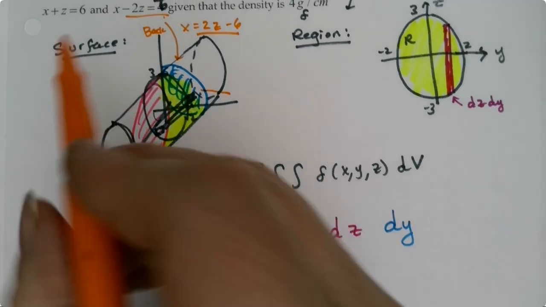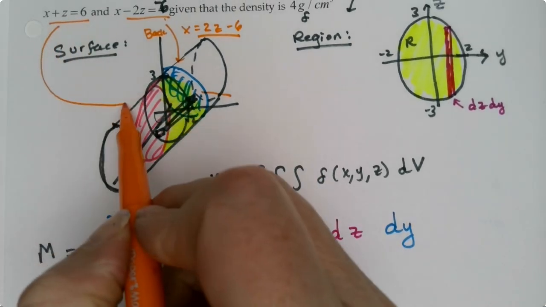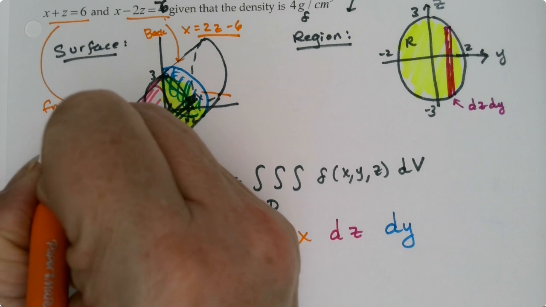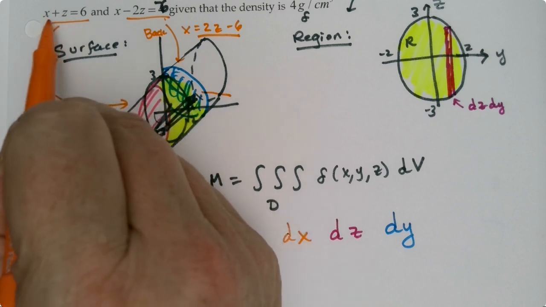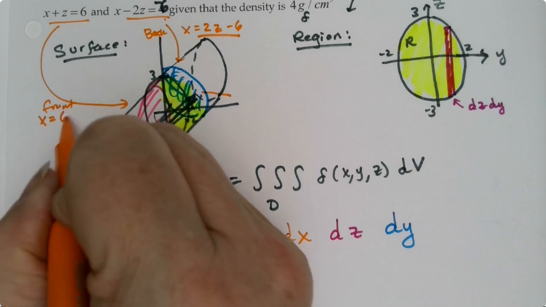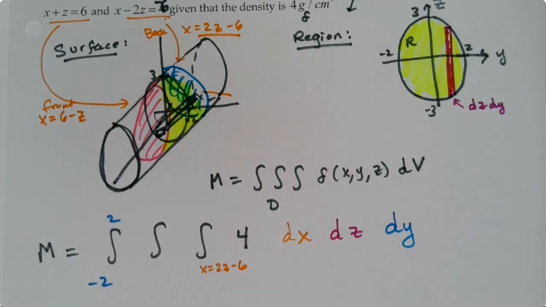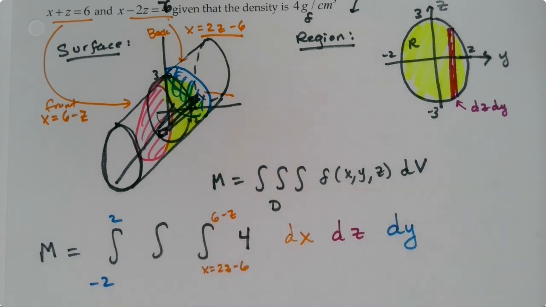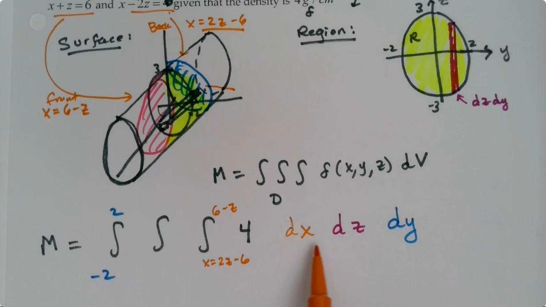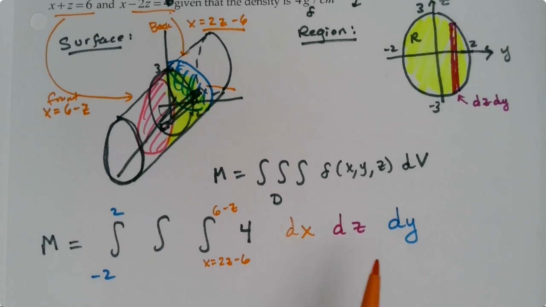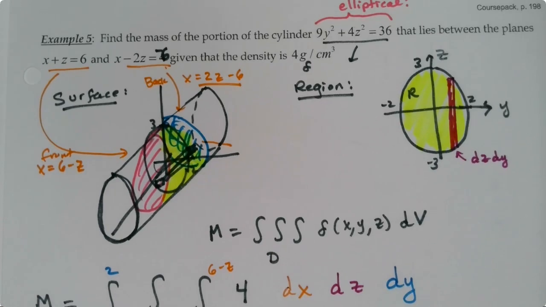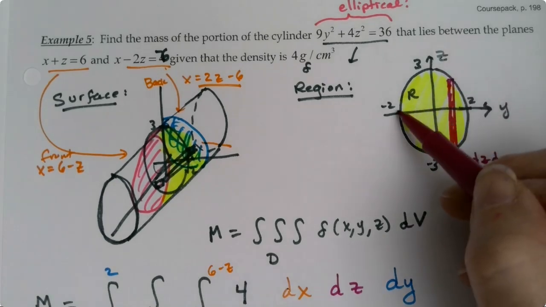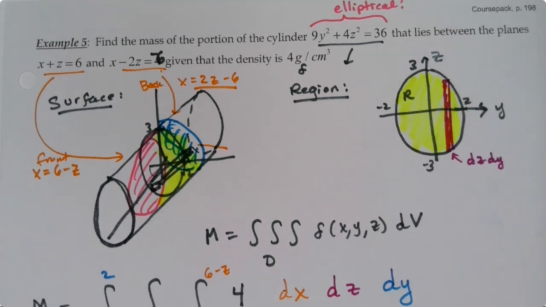All right, now what about the front? Well, the front is this other one, right? So the front would be solving this for x equals 6 take away z. All right, 6 take away z. No harm, no foul, right? So x is easy, y is easy. z is not so easy because we have to come up with the equation for the ellipse on the top and on the bottom.